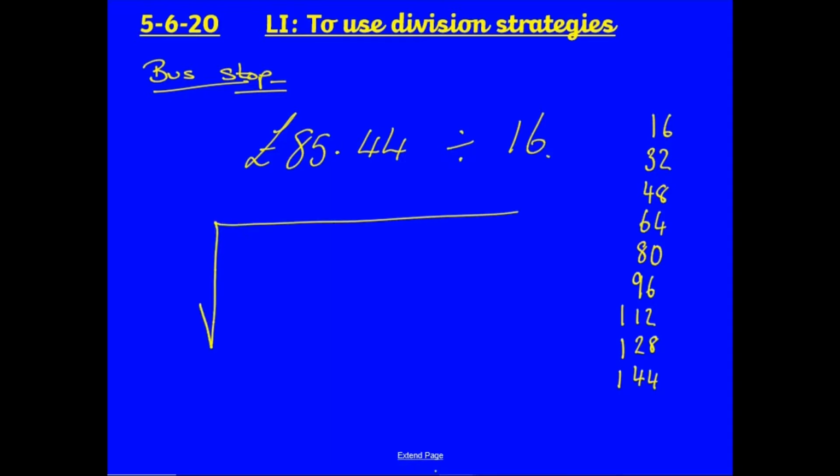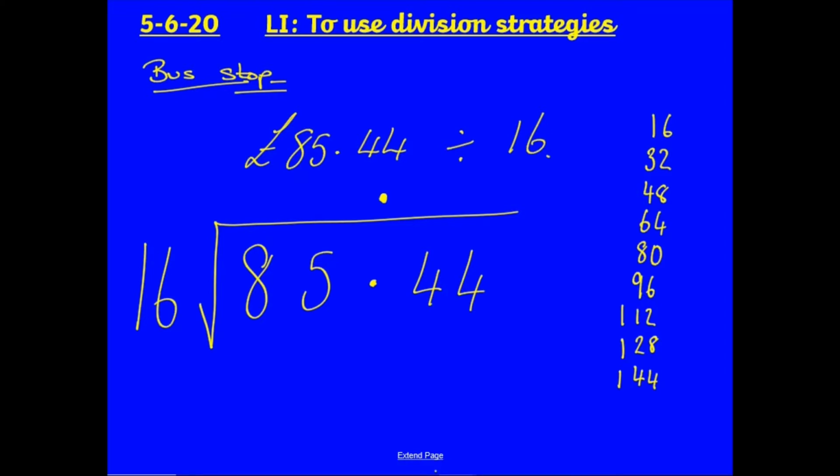So on my side here, I'm going to have 16. And how many times does that go into 85.44? Straight away, I'm going to put that decimal place in. The decimal place is not going to move anywhere. Okay, try and keep it in those columns.